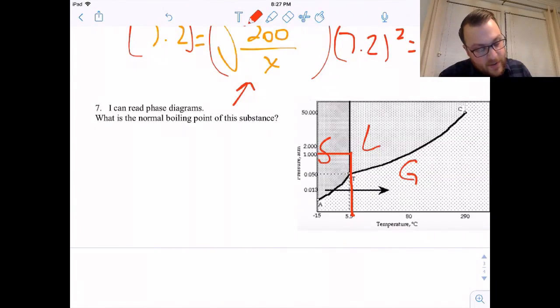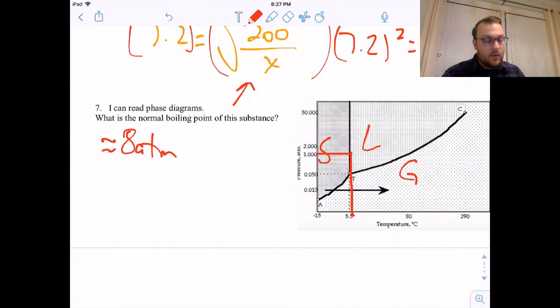But it could always ask you at what temperature does this sublimate if you're at a pressure of 0.02. At what pressure does this boil if you're at a temperature of 90? Stuff like that. So that's it for these tough ones. And pretty much everything else is going to be on the Castle Learning. So let me open up the field to the questions.